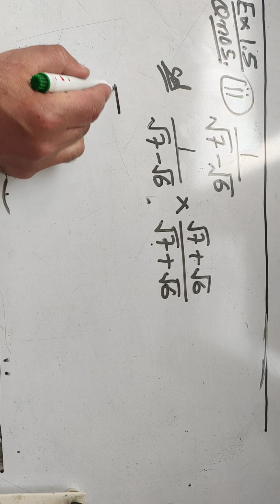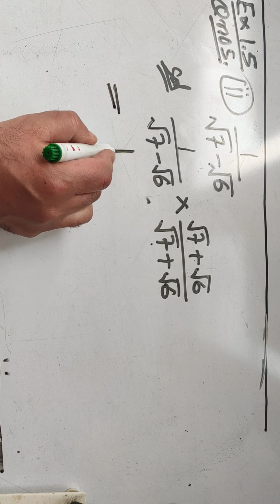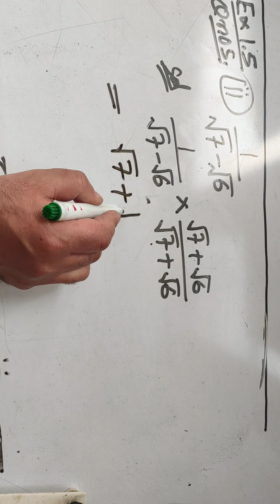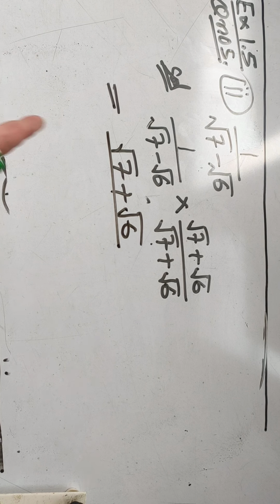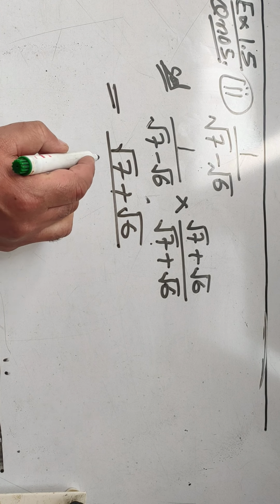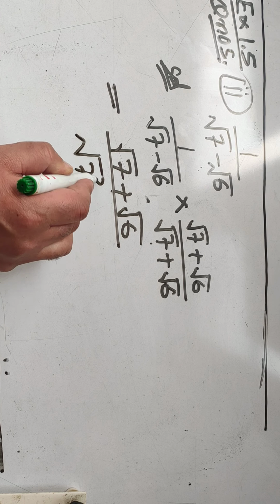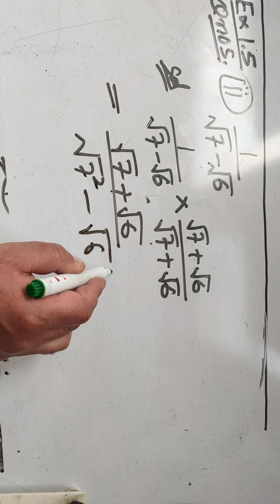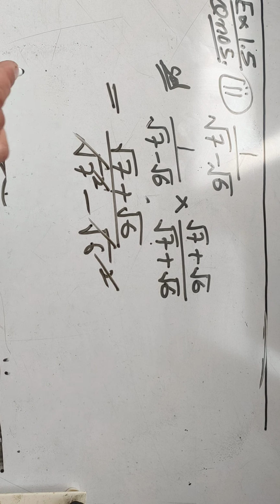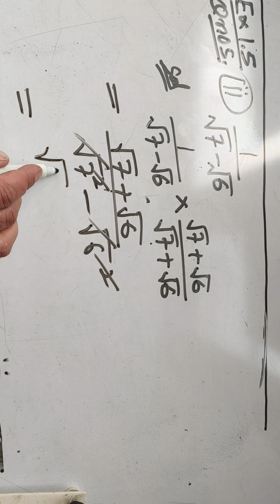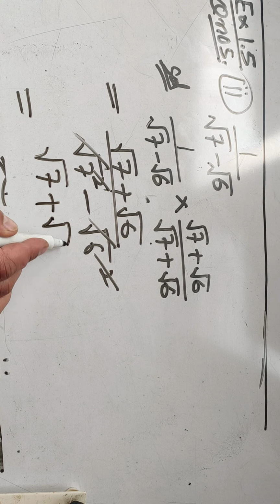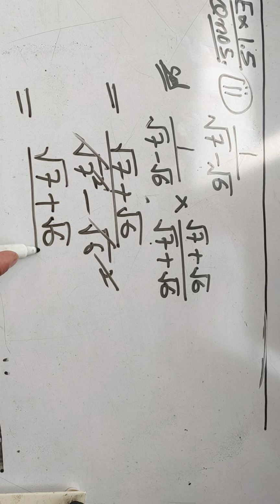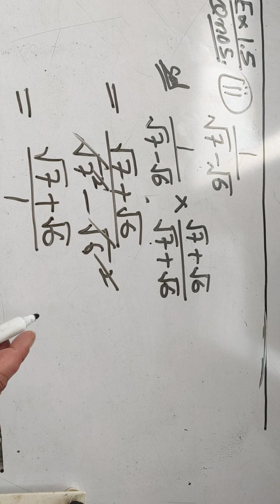So it is equal to 1 into root 7 plus root 6, that is root 7 plus root 6 divided by root 7 minus root 6 into root 7 plus root 6. That is root 7 square minus root 6 square. Square and root cancel. Here it is under root 7 plus under root 6 divided by 7 minus 6, that is equal to 1. Now the denominator is 1. It means the denominator is rational now. Hence the denominator is rationalized.